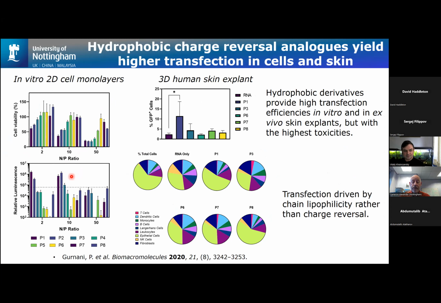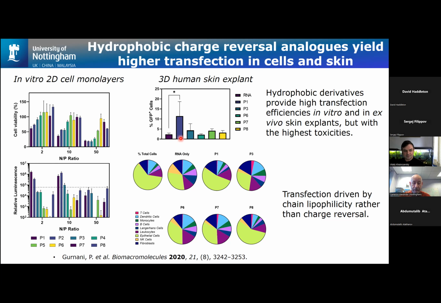When we did this work with Anna Blakeney and Robin Shattuck at Imperial College, we looked also at these polymers delivering RNA into human skin explants. And what was intriguing here was that we had really quite marked differences again between different polymers in terms of the number of human cells that they transfected.